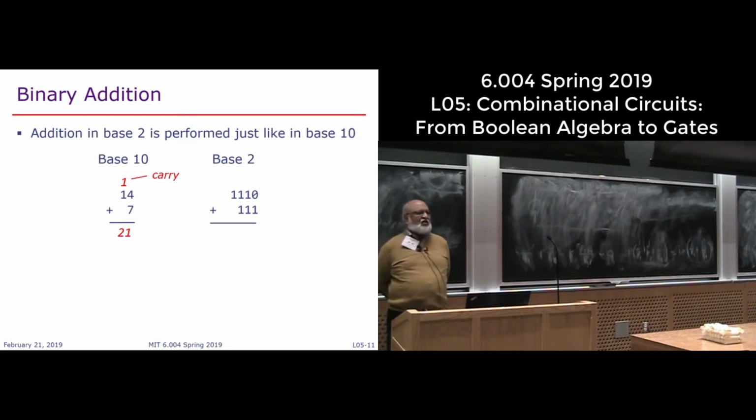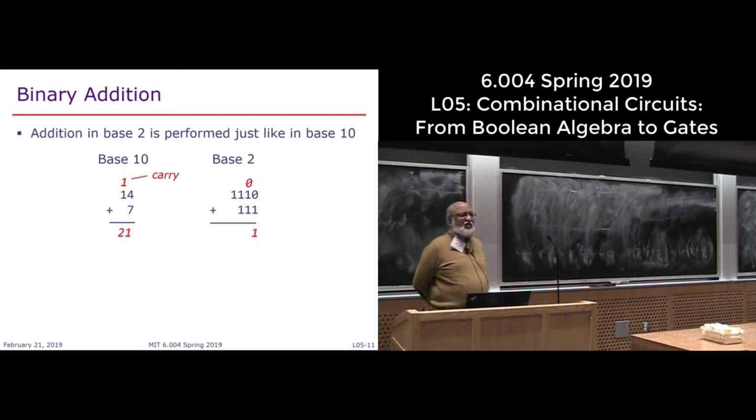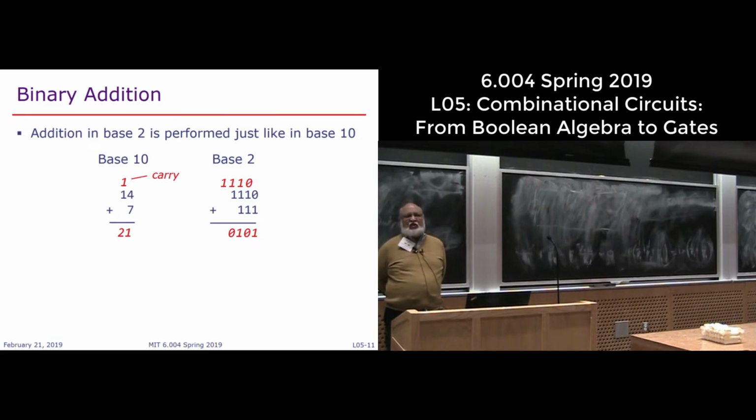So when I add 0 and 1, what do I get? 1, carry of 0, right? And when I add 1 and 1, what do I get? 0 and carry of 1. Very good. Now what about 1, 1, 1? So now I will get 1 as the output and carry of 1. And now we're done at this point. Okay? I'm sure you can do binary addition.